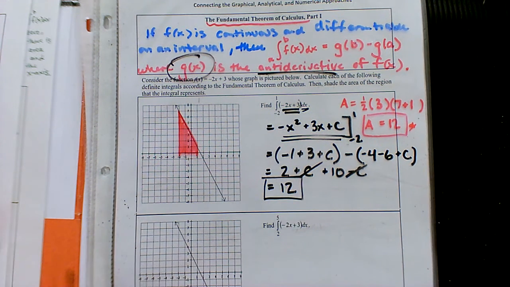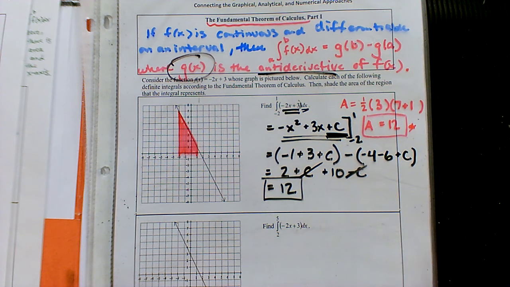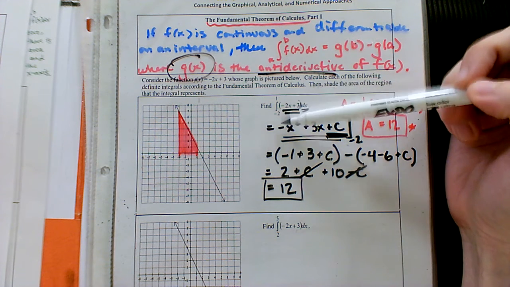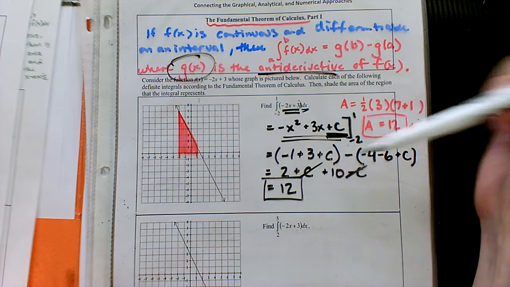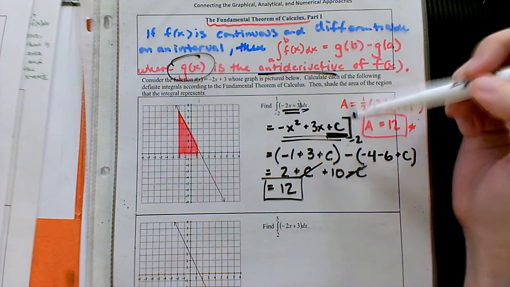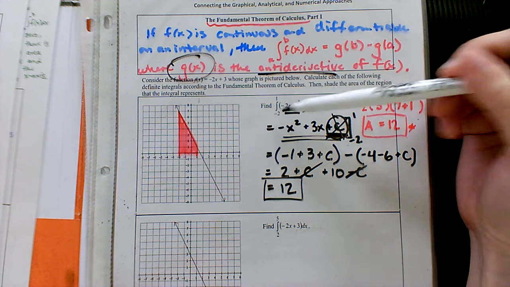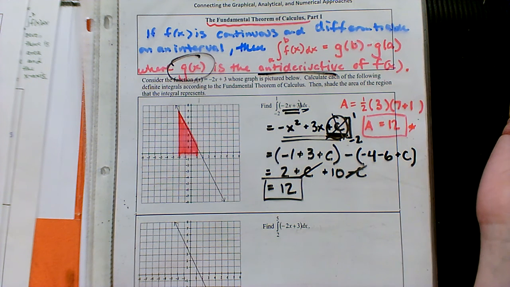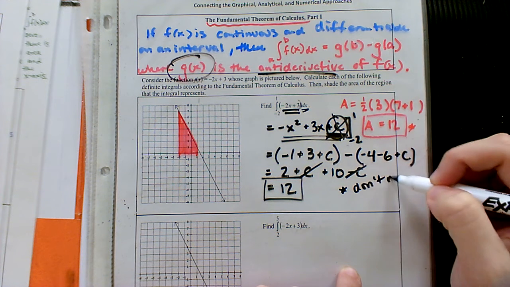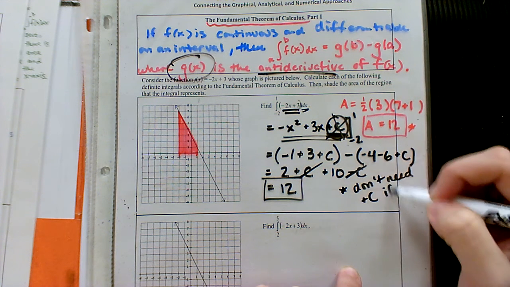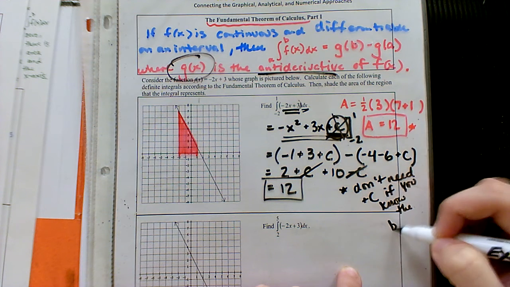So the moral of the story here: I know we've been writing the plus c, and that's definitely needed if you don't know the bounds. But now that we do know the bounds and we're going to be plugging those in, notice how the c is always going to go away. So if you don't want to write the plus c, that's completely okay. But that's only if you know the bounds. If you don't know the bounds, then you need the plus c. So maybe we'll make note of that. Don't need plus c if you know the bounds.